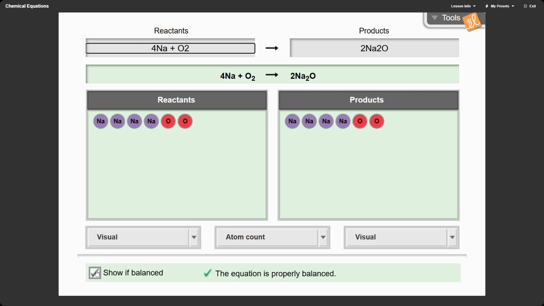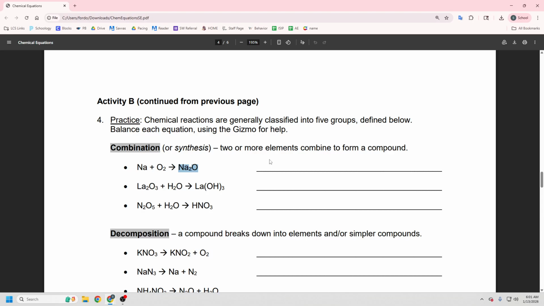We can check ourselves. Sometimes it's a guess and check. Do your oxygen and hydrogen last when you're balancing them, and then you write down your chemical formula that's shown in green in the second line. 4Na plus O2 yields 2Na2O. That is a balanced chemical equation, and you write that in your first box.